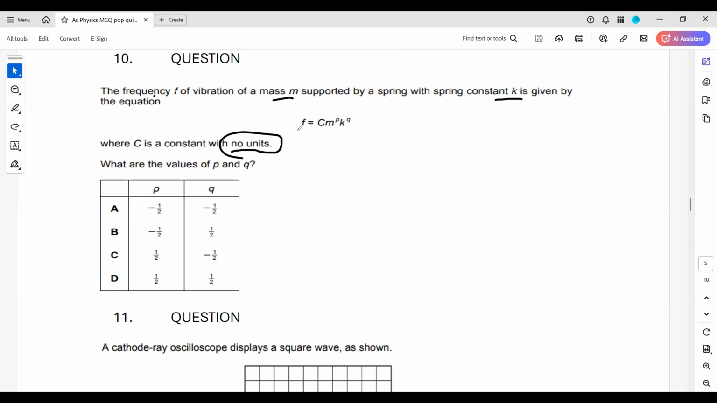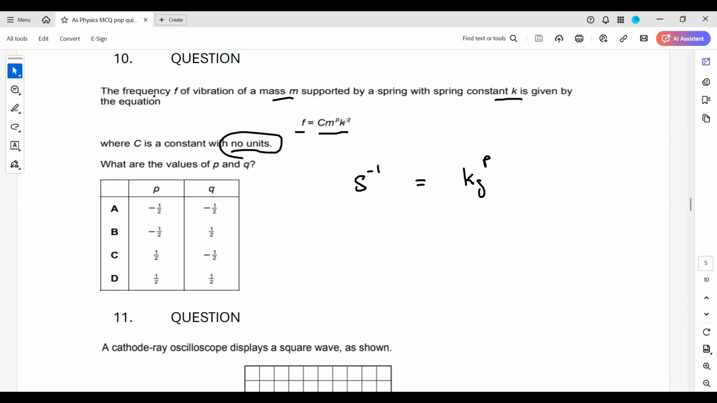If the equation is a homogeneous equation, or a right equation, the units on the left-hand side and the units on the right-hand side should be the same. So what is the unit of the frequency? The unit of the frequency is second inverse, or 1 over second, Hertz. C does not have any unit, so we don't write it. M is a mass, so the unit of the mass is kilogram, kg, raised to power P.